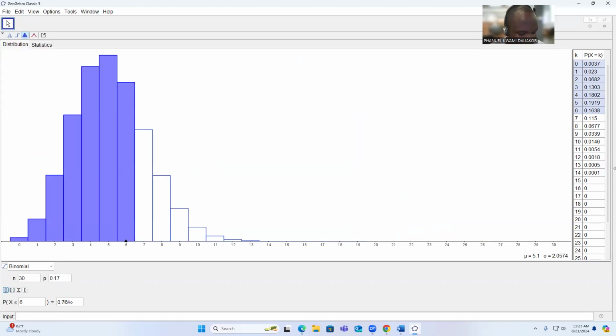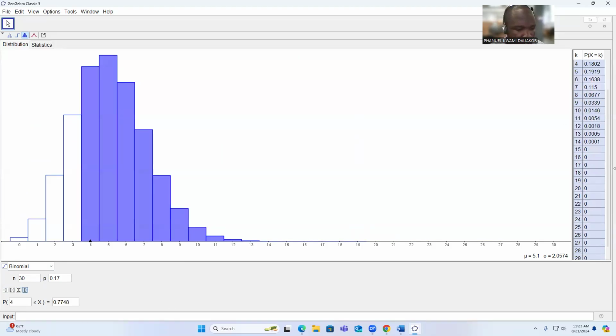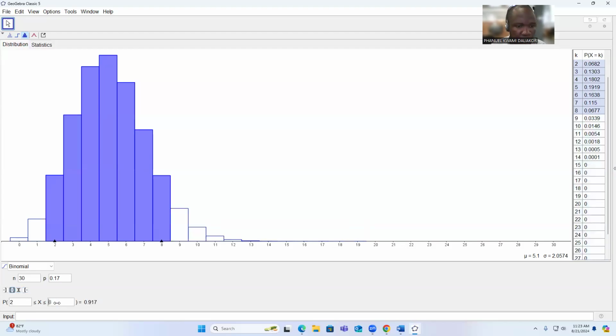Then at least 4 of them live in poverty. At least, come here and select 4. 4 of them being 0.7748. And then the probability between 2 and 8 of them living in poverty. Then you select the interval, and here you move to 2, and here you enter 8. And when you do that, it gives you the probability to be 0.917.